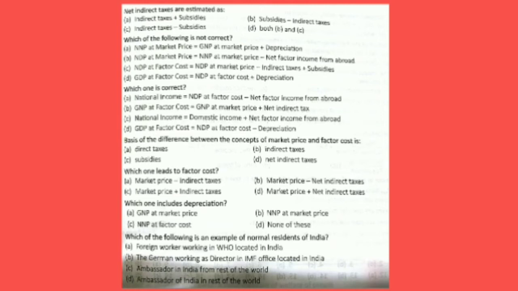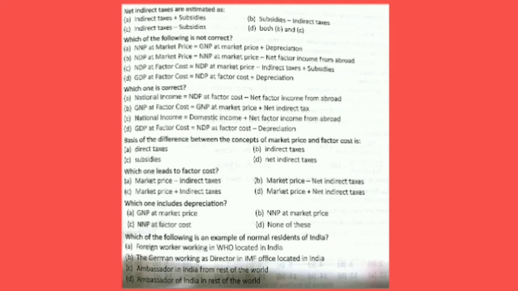Then next one, which of the following is an example of a normal resident of our country, that is, a normal resident of India. Option A, a foreign worker working in WHO located in India. WHO is located in India and a foreign worker is working there, so he is not our normal resident. Next one, the German working as director in an IMF office located in India. IMF is an international organization and here the person is from Germany, so he is also not a resident of our country. If Indians are working, then that Indian person will be treated as our normal resident.